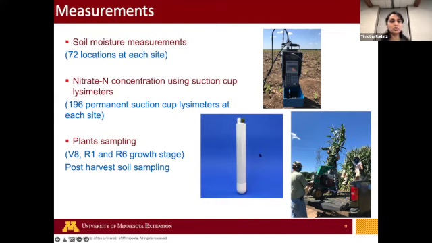So this picture here shows you the suction cup lysimeter that we use. It has a porous cup at the bottom that collects the water. Then we also do plant sampling throughout the growing season at V8, R1, R6 growth stage to understand the nitrogen uptake by the crop under these different irrigation and nitrogen treatments.